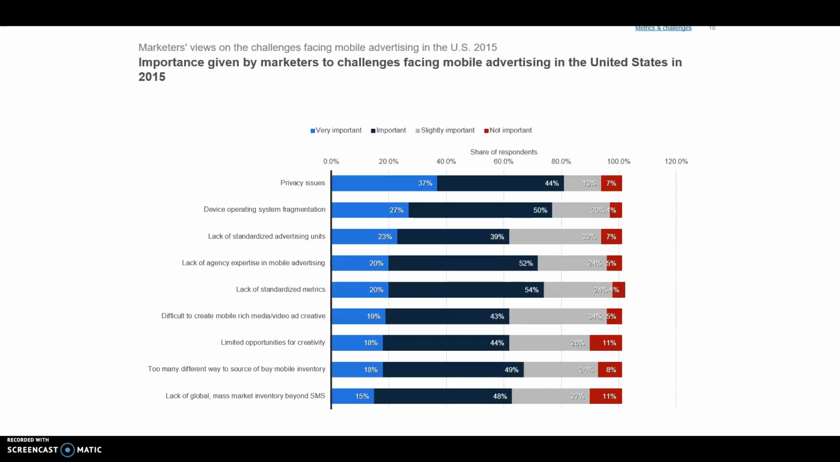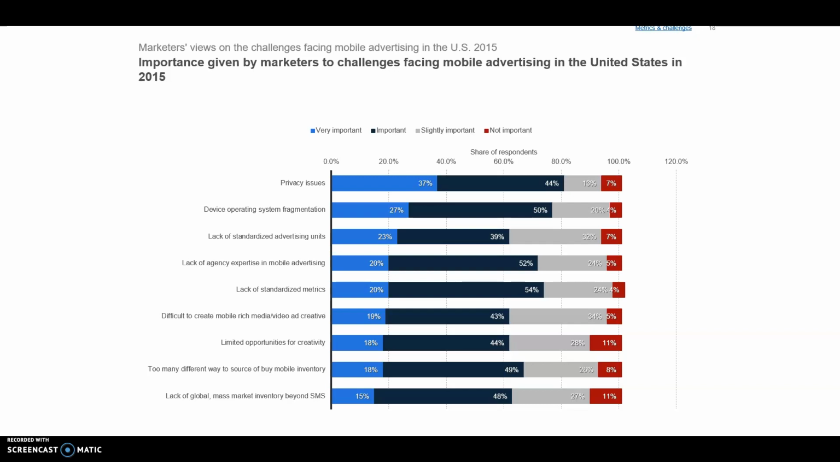What other strengths and weaknesses can you think of with mobile? Here are a few things that were raised by marketers a couple of years ago. They have privacy issues, device operating system fragmentation, lack of standardized advertising units. So the IAB needs to get more involved. Agencies don't really know how to do mobile. It's new for them, although that's changed. But it's still new. What about the metrics? What about the measurability? What is an impression?